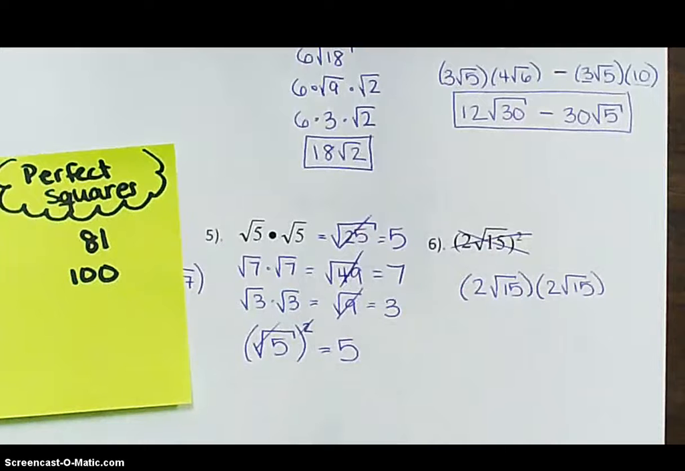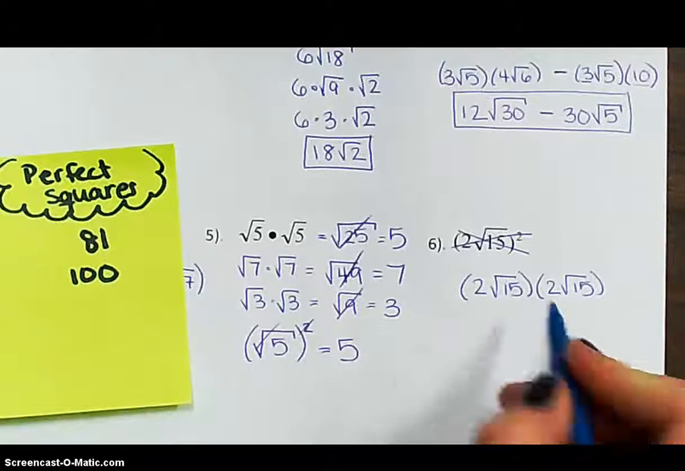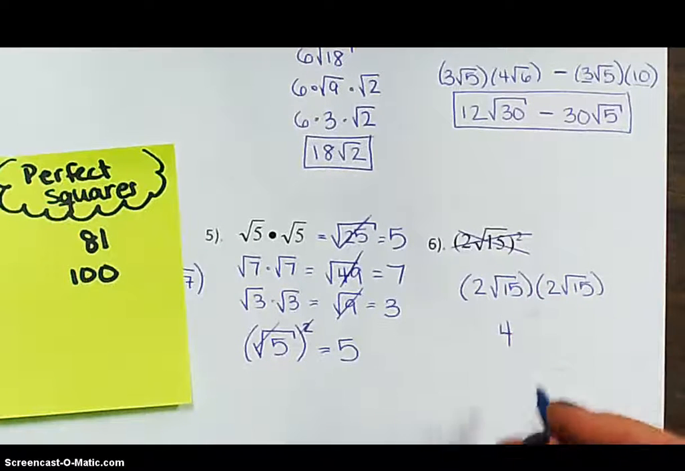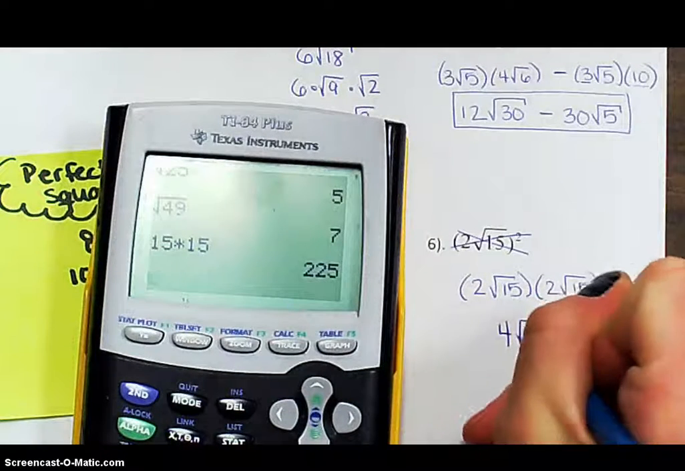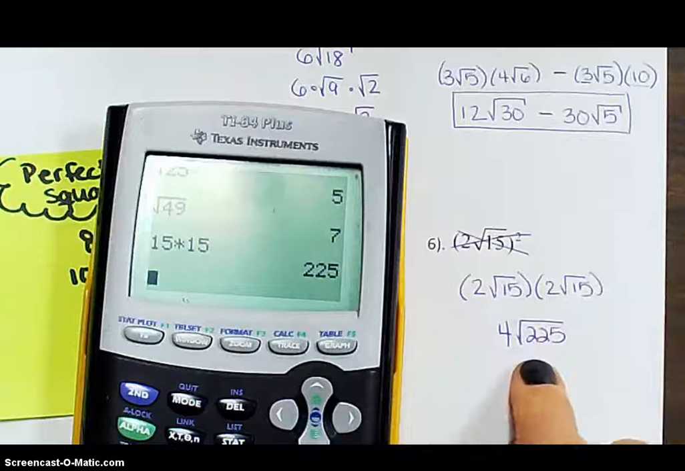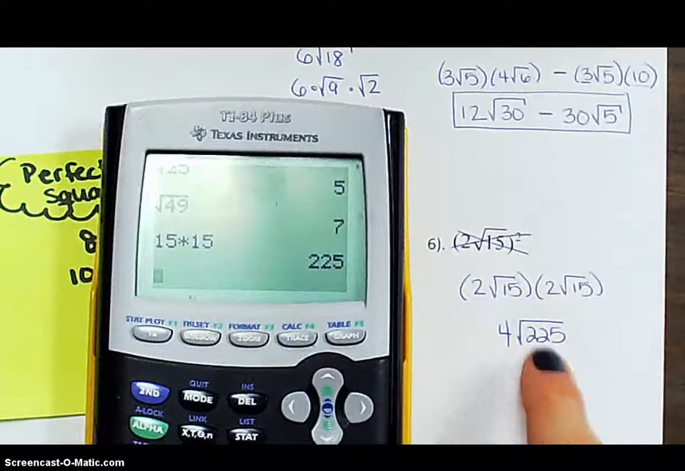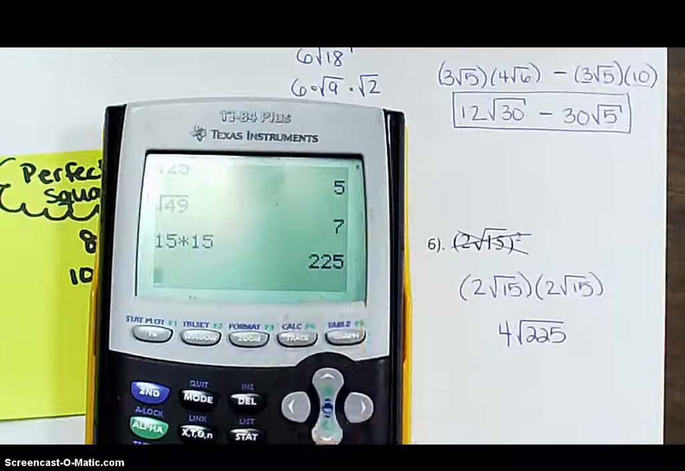Okay, now we're going to multiply. So coefficient times coefficient, so we're going to get a 4. Radical times a radical, so if you want to, 15 times 15, we get radical 225. Now, if you're not sure if that's a perfect square, hopefully this is helping you out a little bit, but let's just double check.